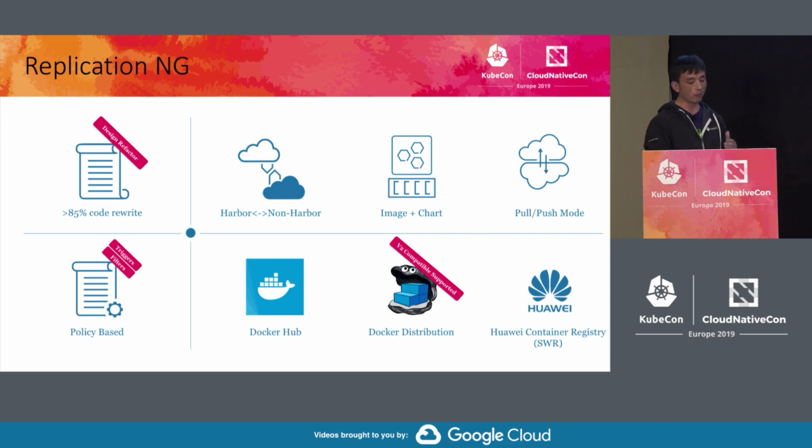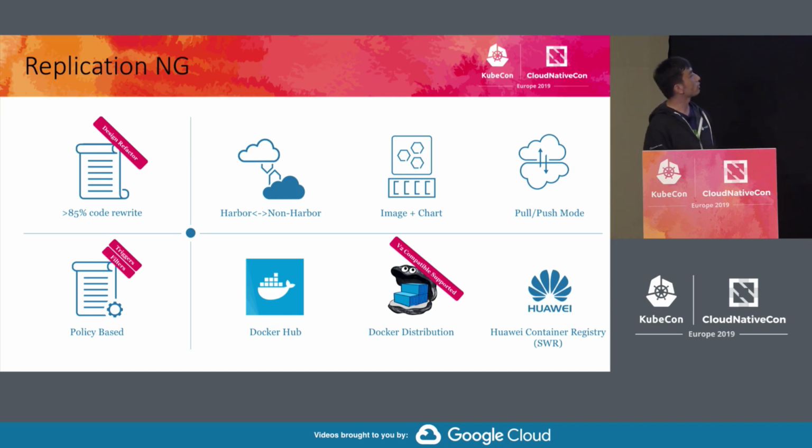About the non-Harbor registries, as the first step in 1.8, we support Docker Hub. That means now you can replicate images from Harbor and Docker Hub. And we also support Docker distribution, that's the native Docker registry. And another one is the Huawei Container Registry.